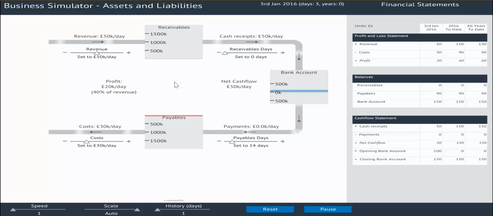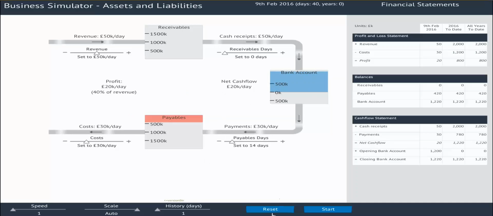Clicking Start, we can see on the left-hand side the profit and loss, the right-hand side the cash flow. Clicking on items shows their position on the financial statements on the right-hand side. And the big thing to notice is that payables is a red balance. It drains downwards. As costs are incurred, they essentially drain the payables tank. So we've got blue balances that are debit balances and red balances that are credit balances.